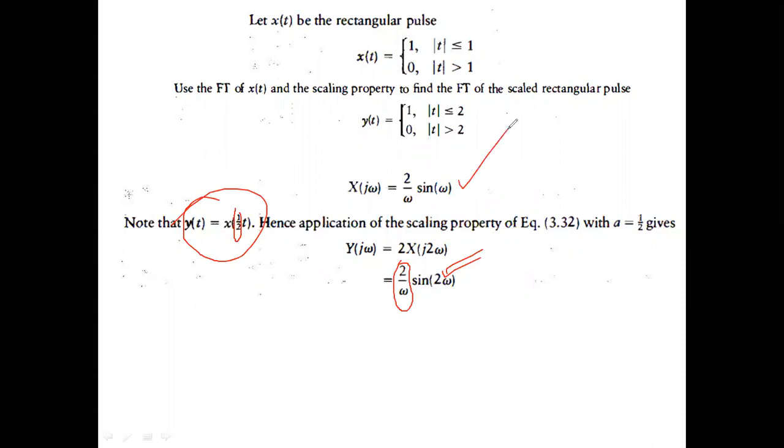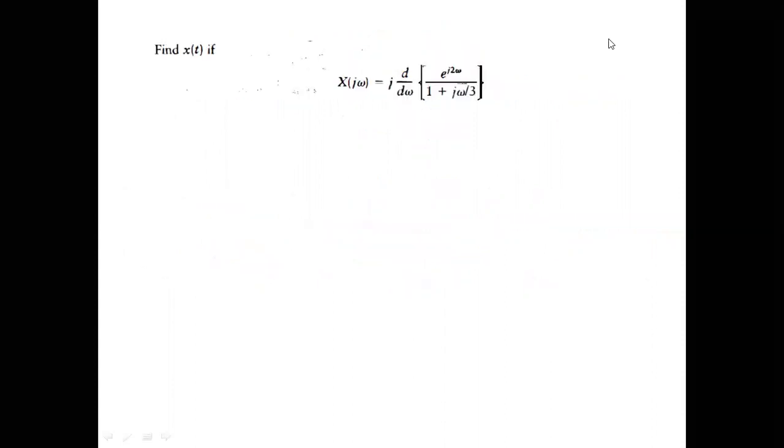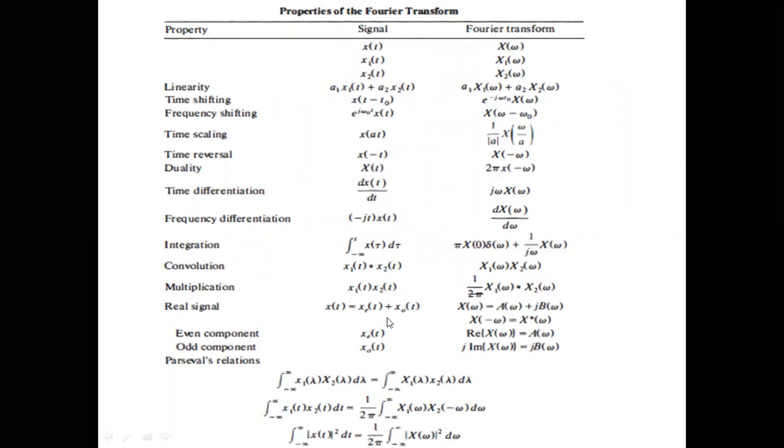Let me go back to that property. What does the scaling property say? X of t got replaced by x of at. So there the value of a was 1 divided by 2. So what you had to do is your omega should now be multiplied by 2, right? Omega should be multiplied by 2, and then in the frequency domain, it should be divided by 1 by 2. Again it should be multiplied by 2.